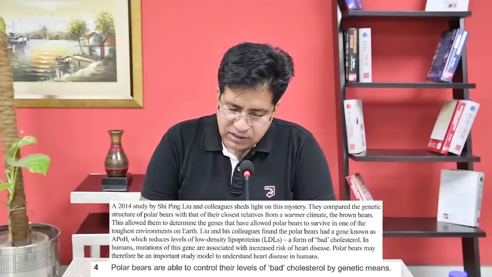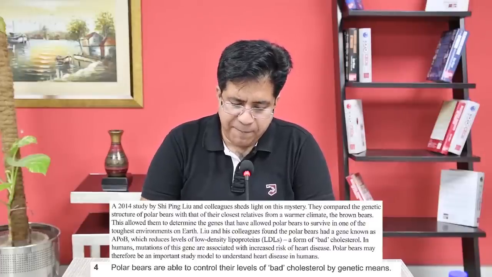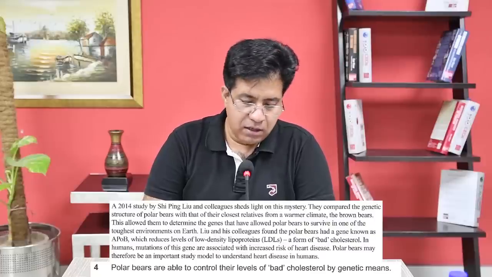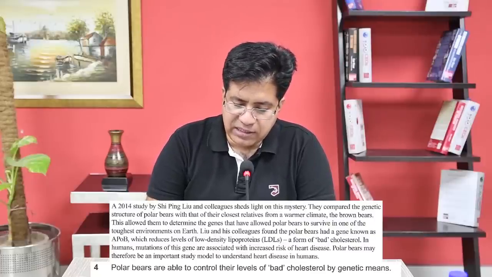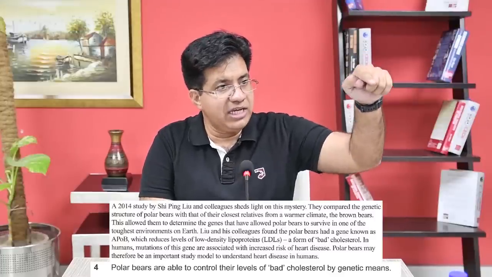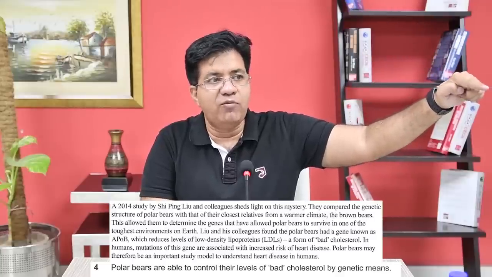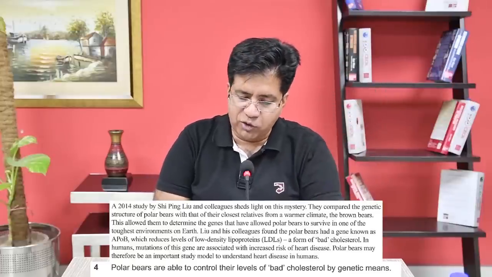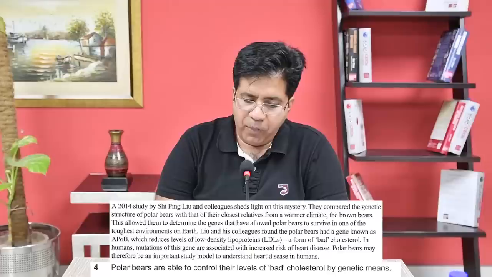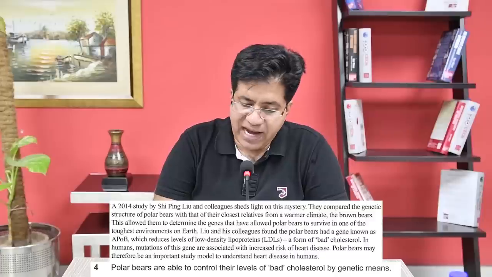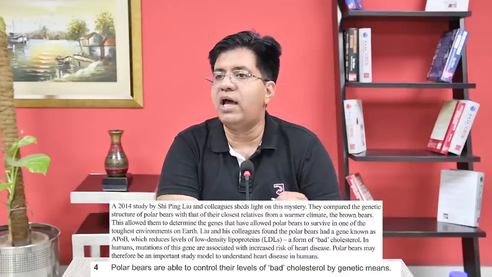I'm reading this third last line. They said Liu and his colleagues found the polar bears had a gene known as APOB, which reduces the level of low density lipoproteins, a form of bad cholesterol. What does that mean? They have a gene which controls the bad cholesterol. It means polar bears can control their bad cholesterol. What is the sentence in question number four? Polar bears are able to control. How do they control? They have a gene. With the help of that gene, they control the level of bad cholesterol. So the answer is true.